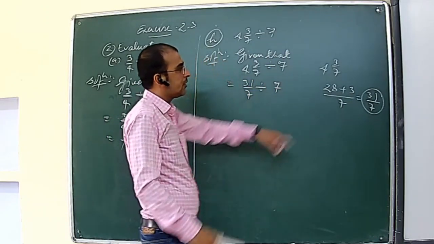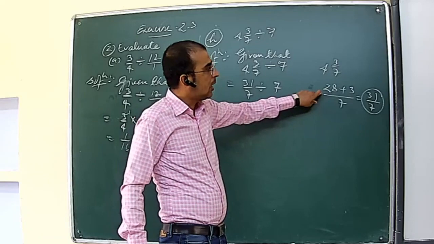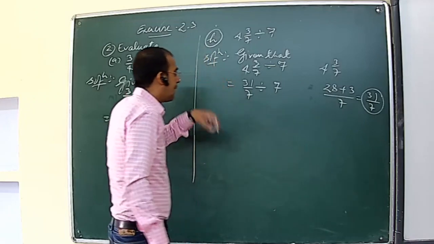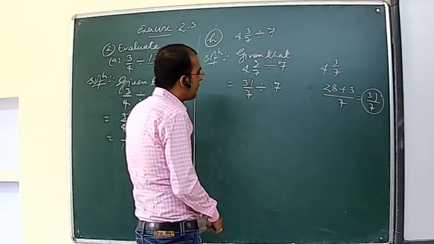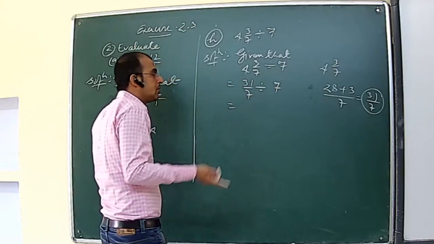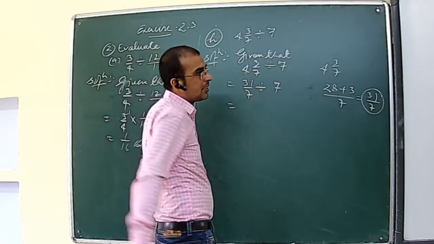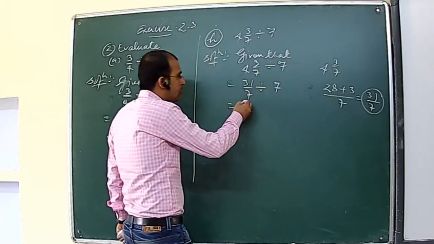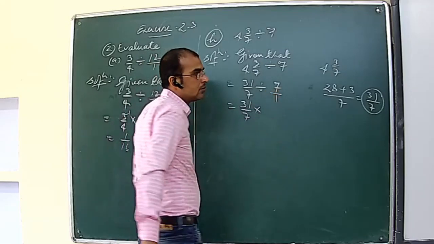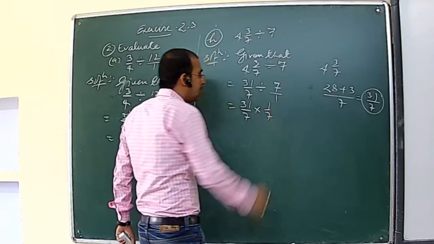We know that. Again you can check: 7 times 4 is 28 and plus 3, its value equals 31 by 7. And you can write 31 by 7 divided by 7. And one more thing I will say. This is a division, and again we are going to divide this number, so this will be changed into multiplication form, means its reciprocal form. So 31 by 7 into, and this can be written as 7 by 1, and the reciprocal of 7 by 1 will be equal to 1 upon 7. Is it clear?